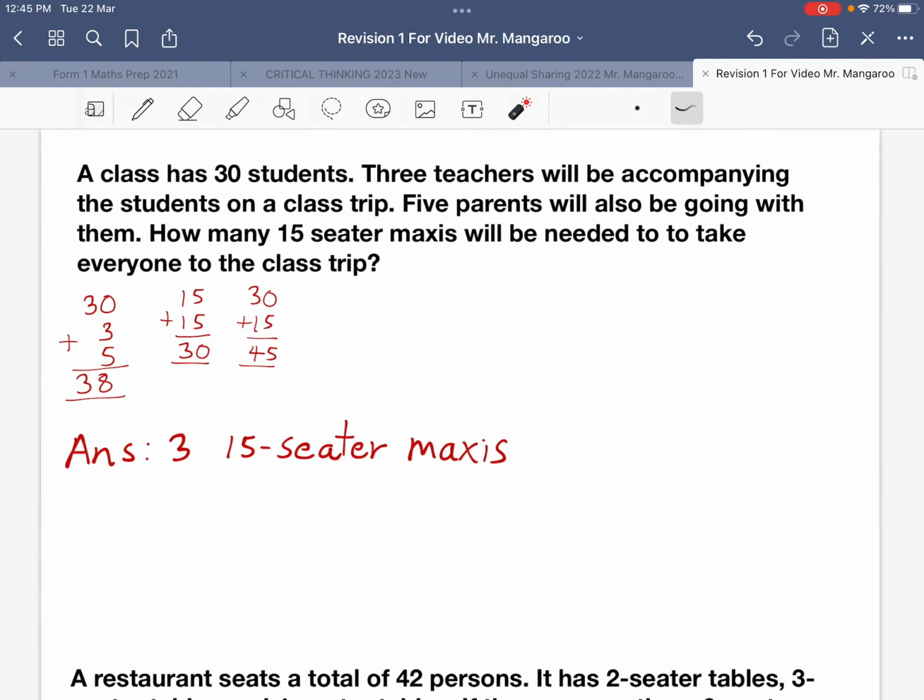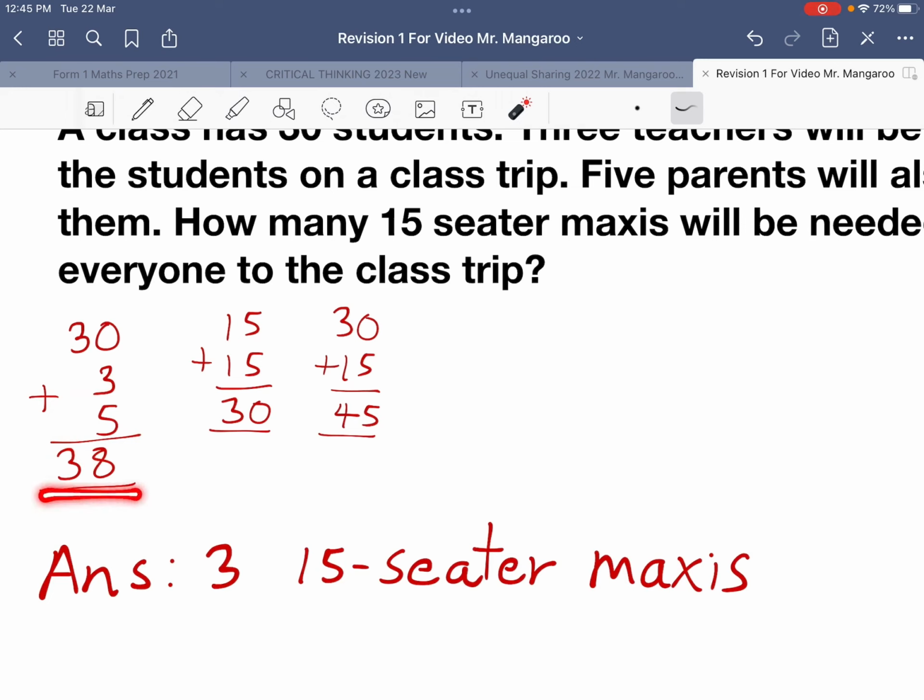So 30 students plus 3 teachers, 5 parents, so that's a total of 38. And how many maxis do we need? One maxi will hold 15, 2 will hold 30, and 1 more will hold 45. So we need more than 30. So we will use 3 maxis, that will give us 45.